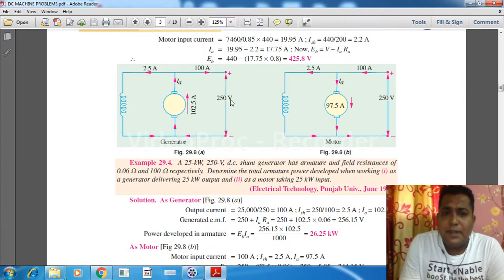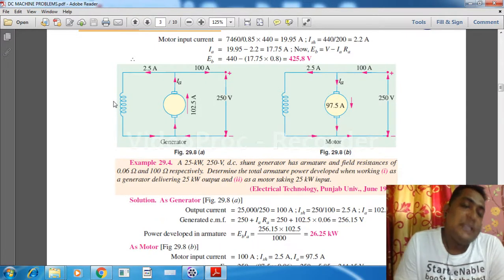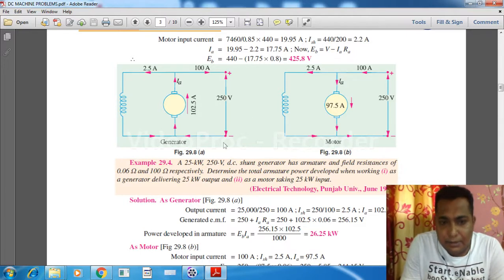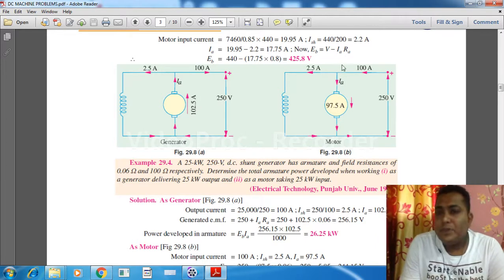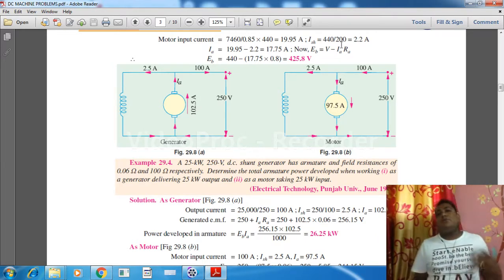So if this terminal is 440 volt, and this is ISH into RSH, where RSH value is 200, so what is the value of ISH? That is the shunt current. ISH is given by the terminal voltage divided by the resistance over here. So 440 by 200 volt will give us 2.2 ampere.